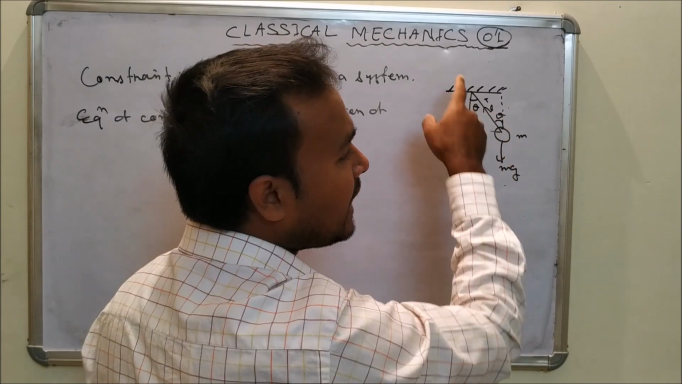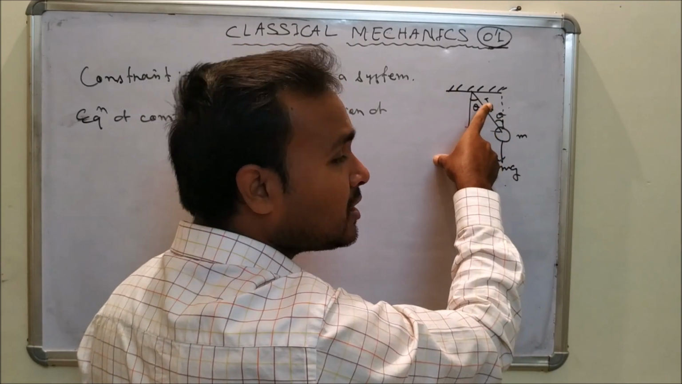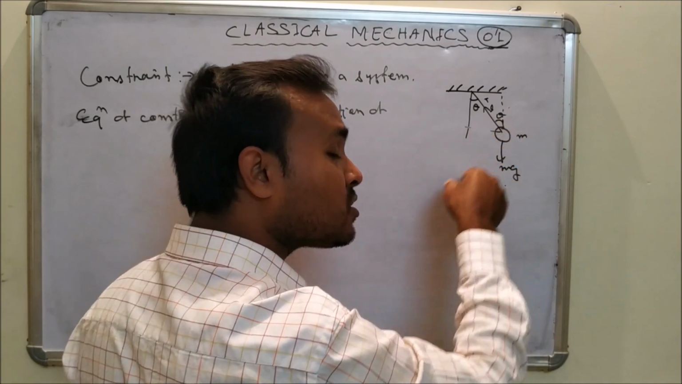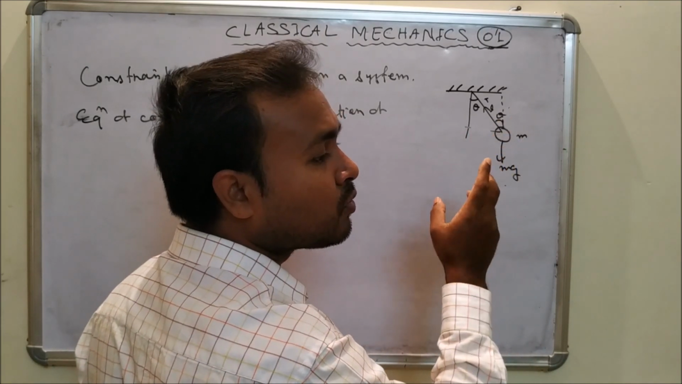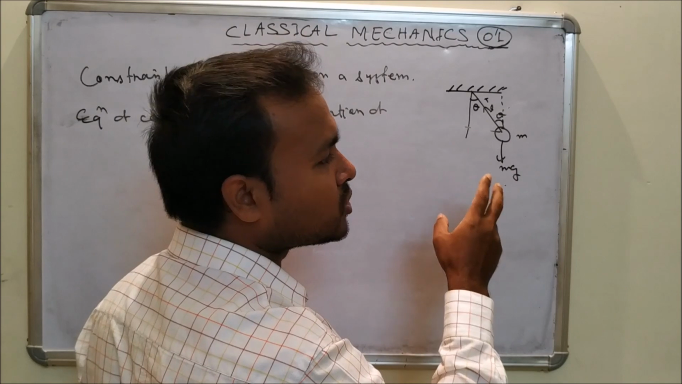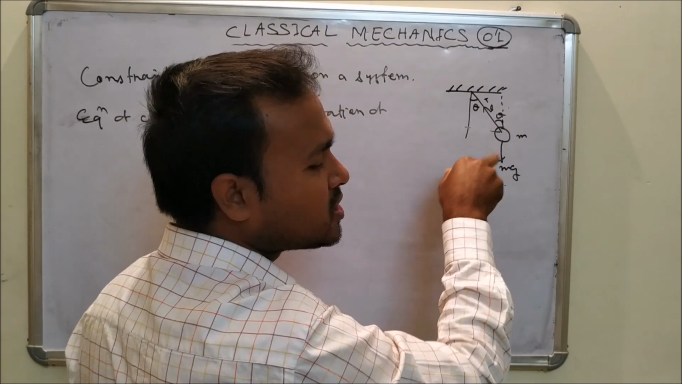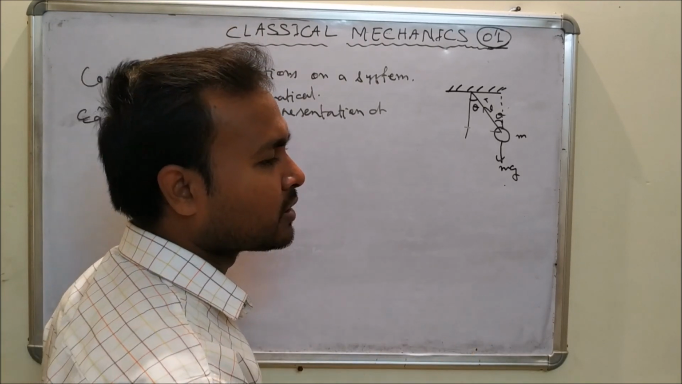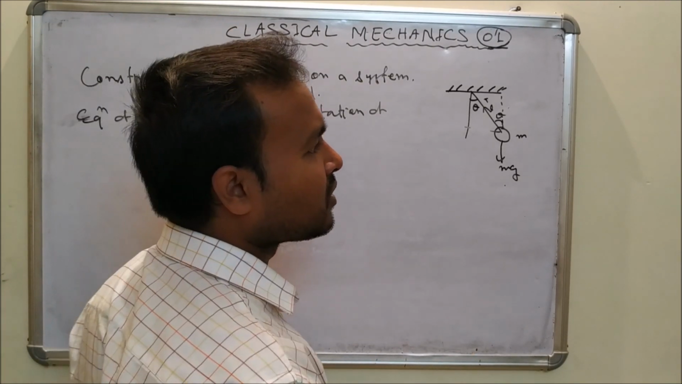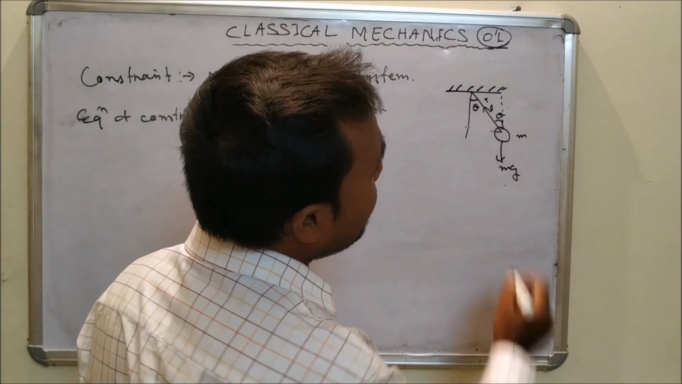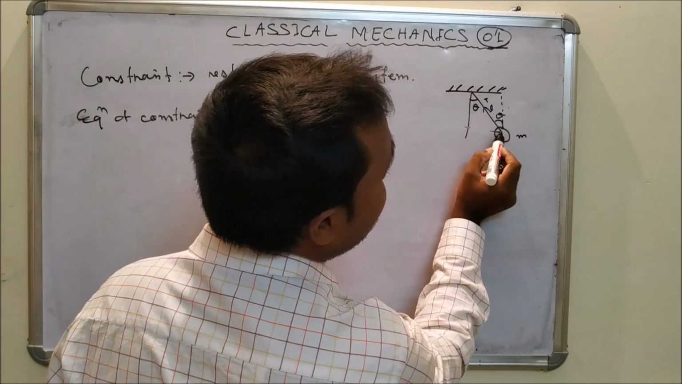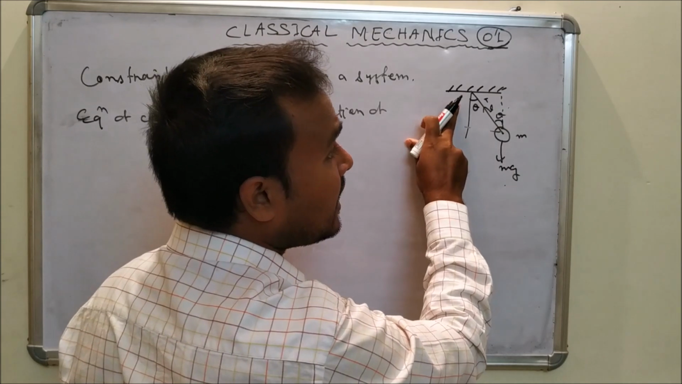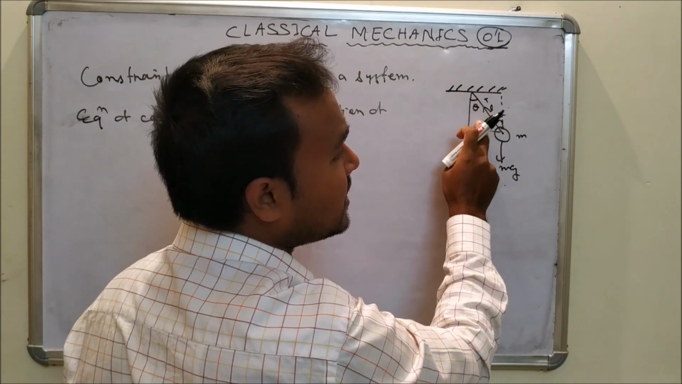If the length of this pendulum L is not fixed, if it is not constant, then this oscillation will not be a simple harmonic motion. Because for a small oscillation, a simple pendulum gives rise to simple harmonic motion, simple harmonic oscillation, right? So that is why the length of the pendulum is fixed during the oscillation. That is the constraint in this case.